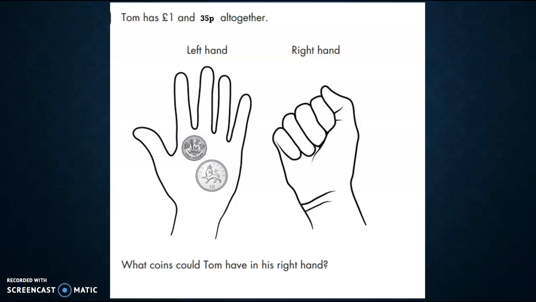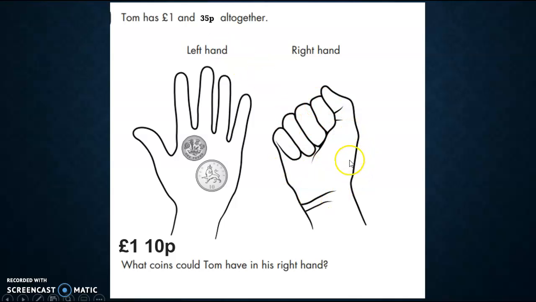So, the next question is, Tom has £1 and 35p altogether. So this is left hand, this is right hand. What coins could Tom have in his right hand? Now, we have £1.35. We have some money here, so we need to think about, right, let's find the total of this hand first. £1, 10p. Okay? Now we have £1 and 35p altogether, so that's the full amount.